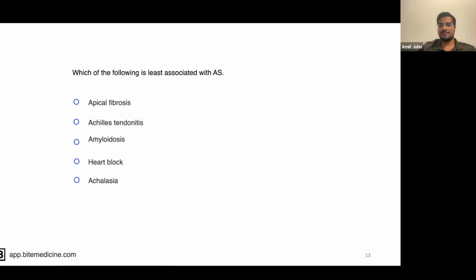To give you a clue, there's 6 A's. That's the complications of ankylosing spondylosis. 6 A's, ankylosing spondylosis. Memorize that.